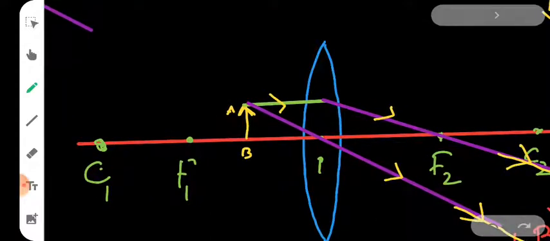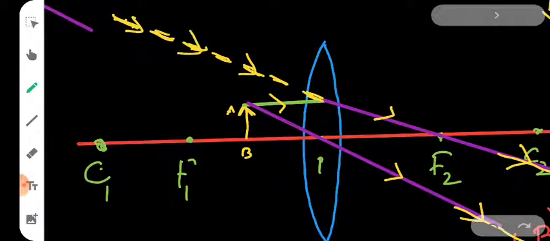But you can see on the other side that ray 1 appears to be coming from somewhere in this direction. This is the apparent region from where the ray appears to be coming. This is not a real ray, it is only an extended version of the ray. So the ray appears to be coming from this side. What about the second ray? This ray also appears to be coming from somewhere beyond.